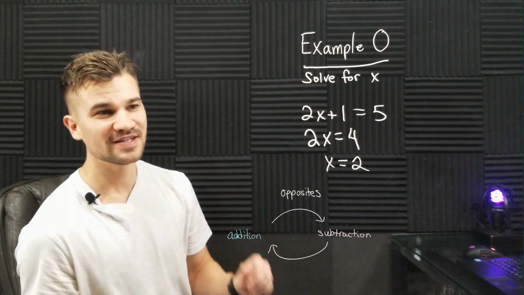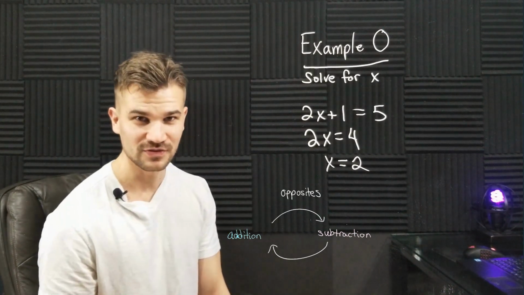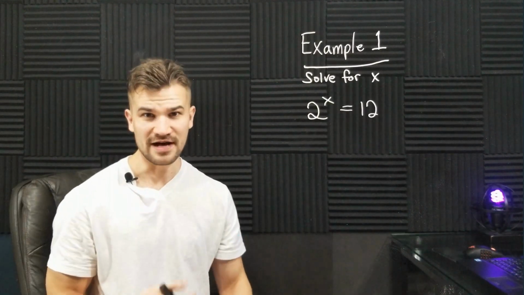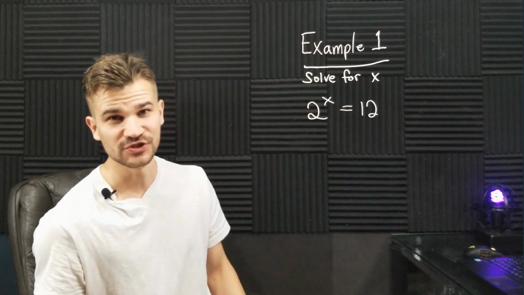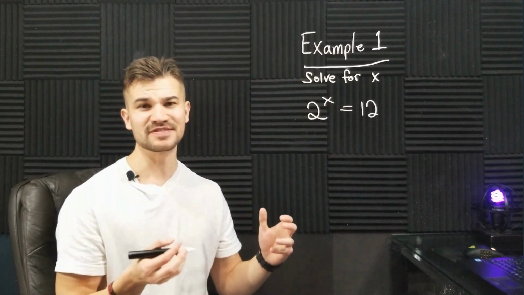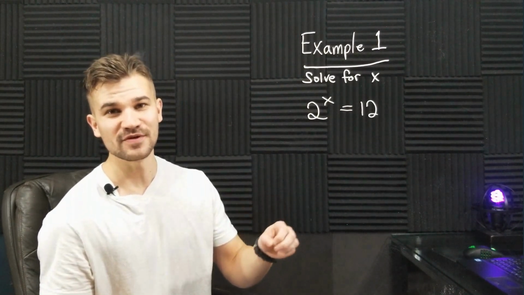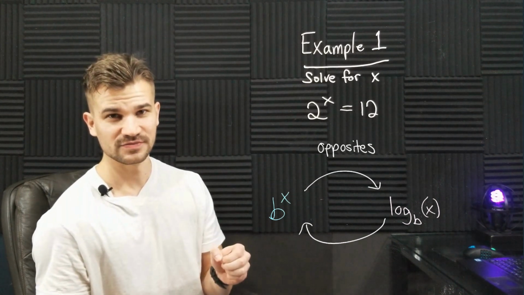Why do we divide by 2? Because division by 2 and multiplication by 2 are opposites. They undo one another. Now look at this equation. We have x as our exponent on 2. We want to do the opposite thing. The opposite thing of exponentiating with a base of 2 is taking the logarithm of base 2.